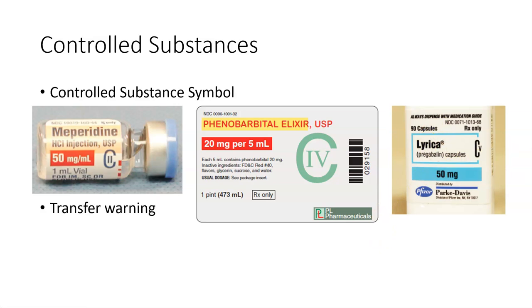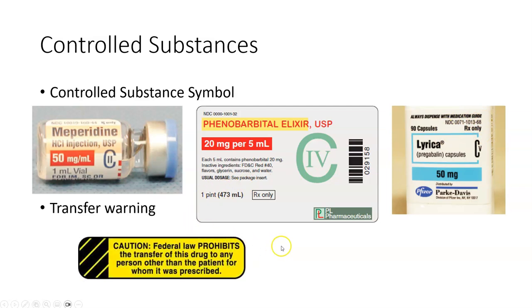One of the things with controlled substances: when we dispense a prescription to a patient, it has to have a transfer warning. So not only are we seeing the Rx only information, but a transfer warning: caution, federal law prohibits the transfer of this drug to any person other than to whom it was prescribed. If somebody has a prescription bottle for someone else and they're found in possession of it, they could actually be arrested. Only the person whose name is on the bottle should be in possession of that bottle.